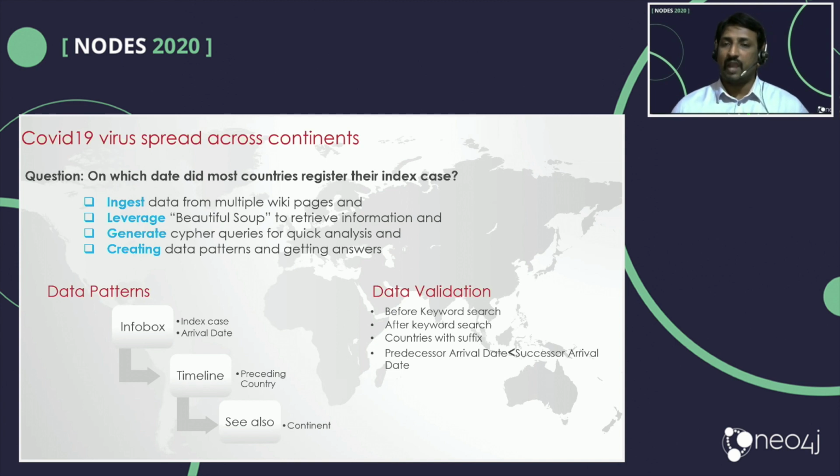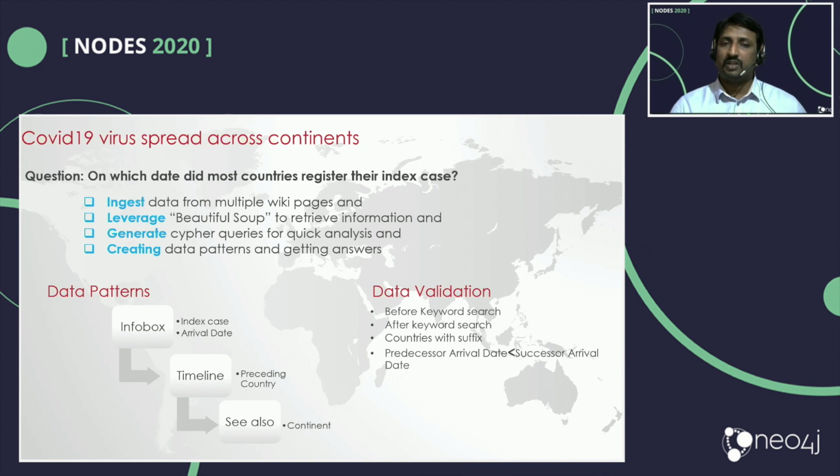Now to identify that, we go through a step-by-step process here: ingest data from multiple wiki pages. Why multiple wiki pages here? Because Wikipedia has created a unique page for each and every country, to get the details of that particular country's situation in this pandemic. For example, we have COVID-19 pandemic in Norway, COVID-19 pandemic in Estonia. These kinds of unique pages we have for each and every country.